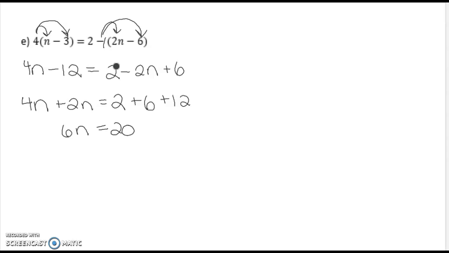Now we need to solve for n. So because it's multiplied by 6, we have to do the opposite, which is divide by 6. And if you do it on one side, you do it to the other. 6 divided by 6 is 1, so you're left with 1n. And then 20 divided by 6 doesn't go evenly, so we're left with this fraction, so 20 over 6. And we can reduce this fraction. Okay, so if we divide both of these by 2, 20 divided by 2 would give me 10. 6 divided by 2 would give me 3.